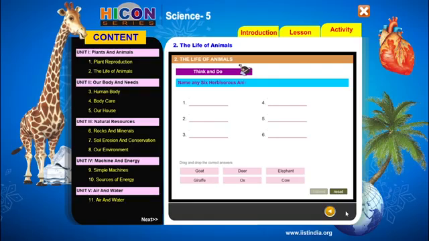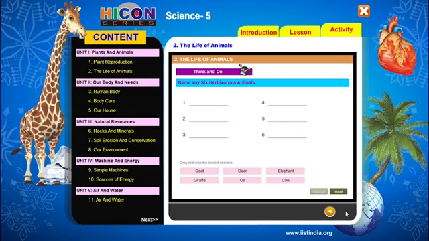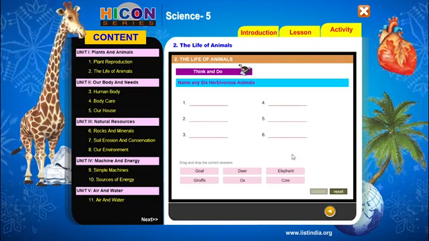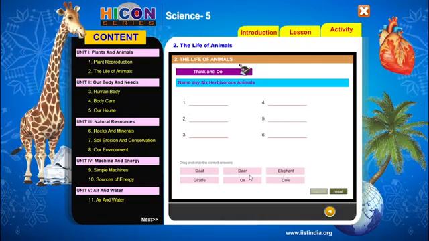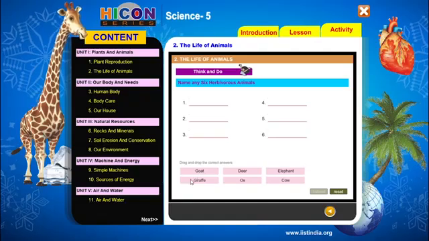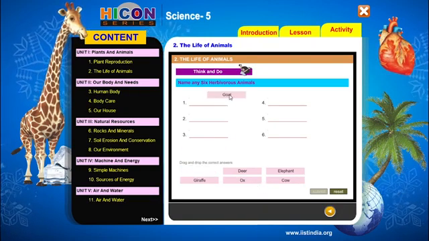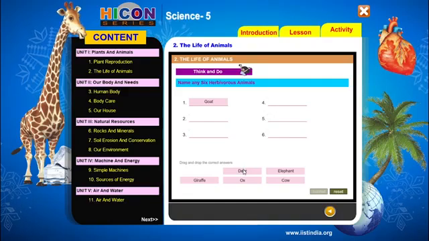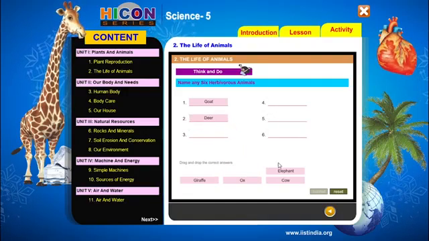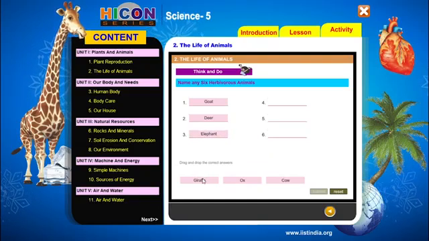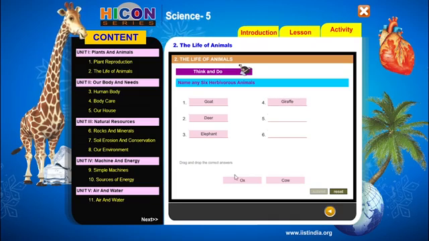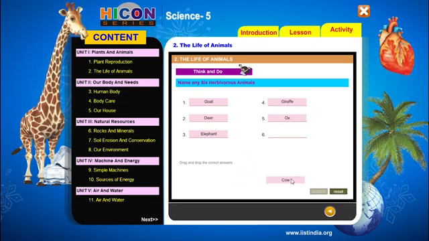Name any 6 herbivorous animals. Children, our task is to name any 6 herbivorous animals. Herbivorous animals are the animals which eat plants and grass. The answers are already given here: goat, deer, elephant, giraffe, ox, cow. These are examples for herbivorous animals. They eat only plants and grass. So write these words in the blanks. Goat, deer, elephant, giraffe, ox and cow are all examples for herbivores.